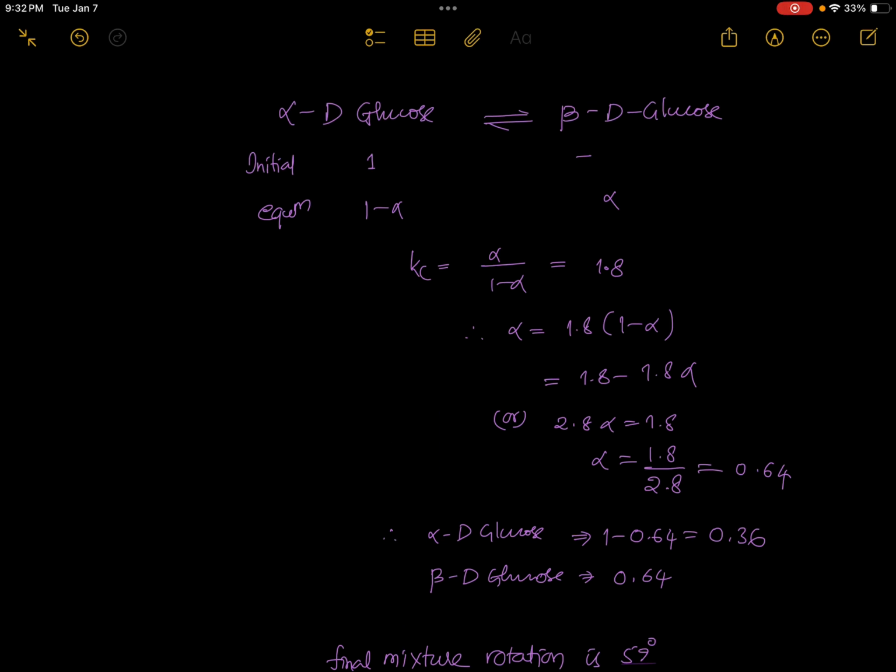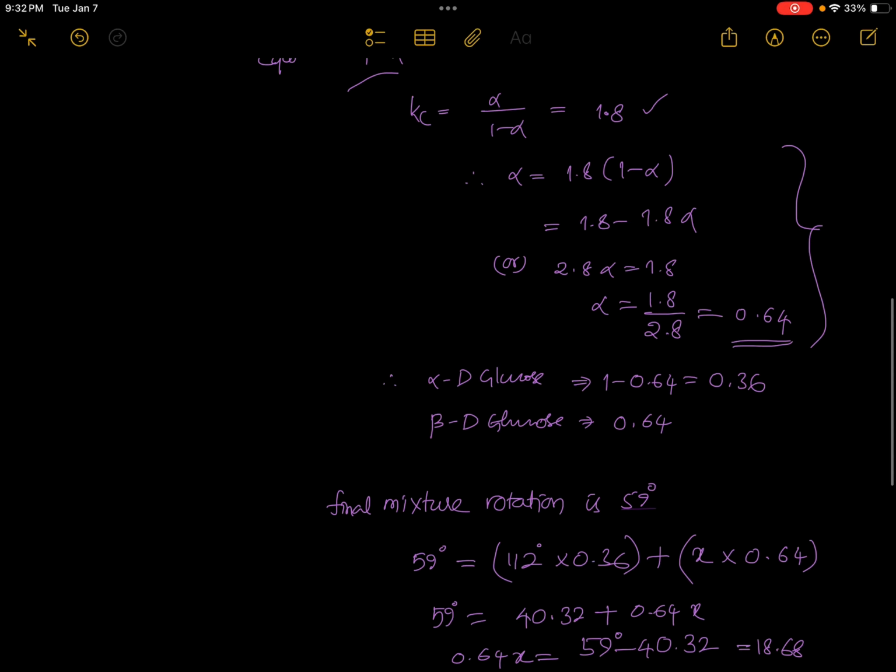So alpha D glucose turns into beta D glucose. For that purpose, initial, if you take 1 mole here, beta D glucose is nil, and at equilibrium it is 1 minus alpha and this is going to be alpha. As we know, Kc is equal to beta D glucose concentration by alpha D glucose concentration, that is alpha by 1 minus alpha, is equal to 1.8 given in the question. From this you can calculate alpha value as 0.64. I mentioned here all the steps, you can check.